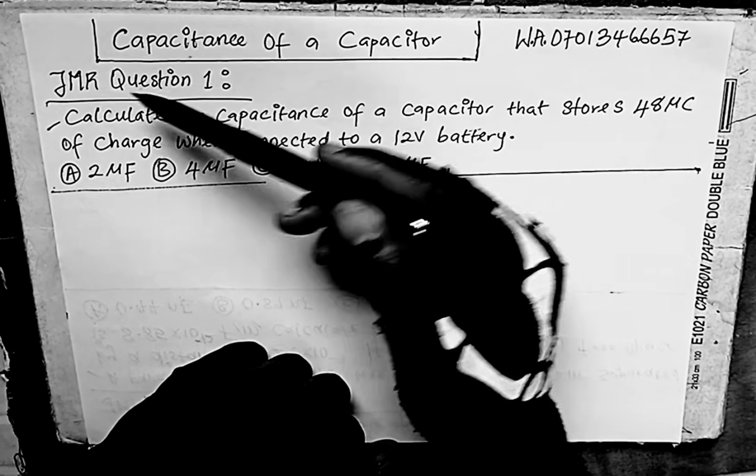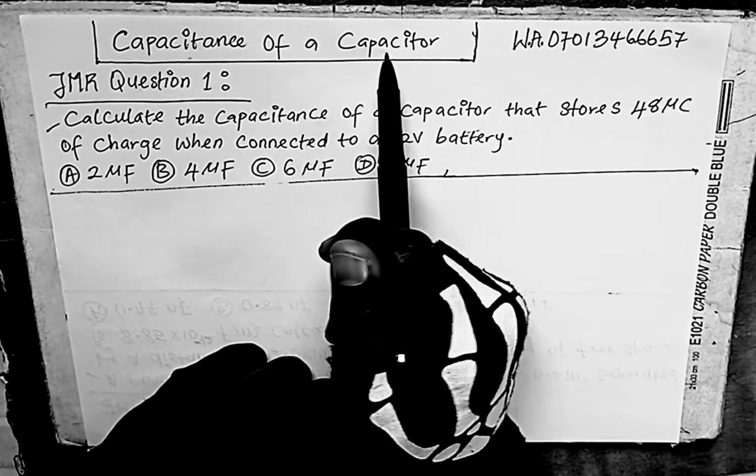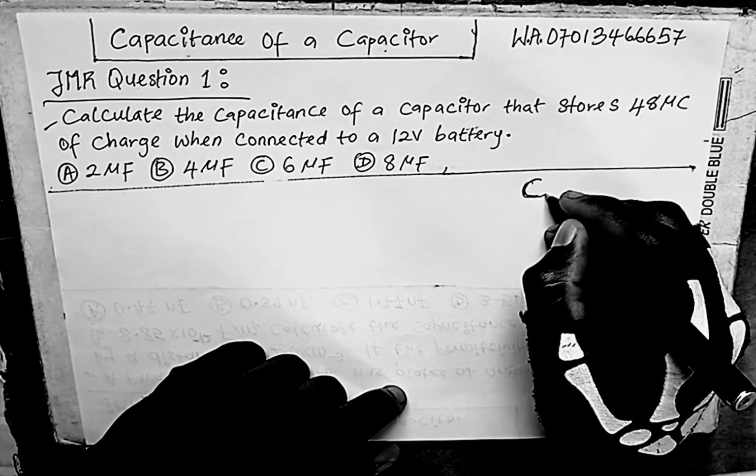According to JAMB, we should be accustomed to calculating the capacitance of a capacitor. Capacitance is represented as capital letter C.